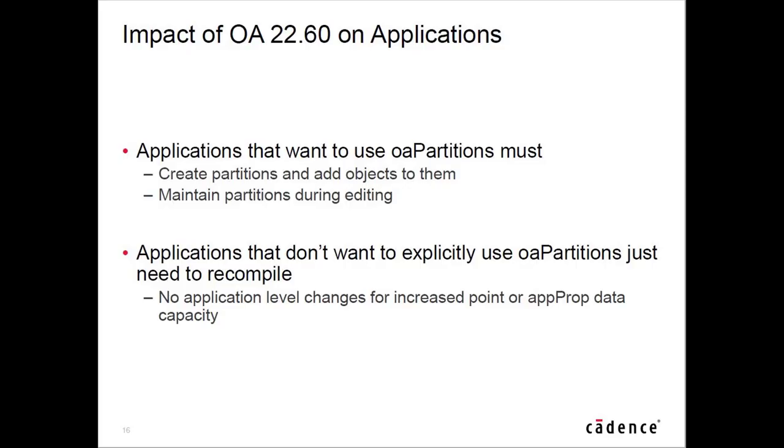Now, if you don't want to explicitly use OA partitions, all you need to do is recompile. There are no application level changes if you're not using OA partitions. There are no application level changes for the increased point or app prop data capacity changes.